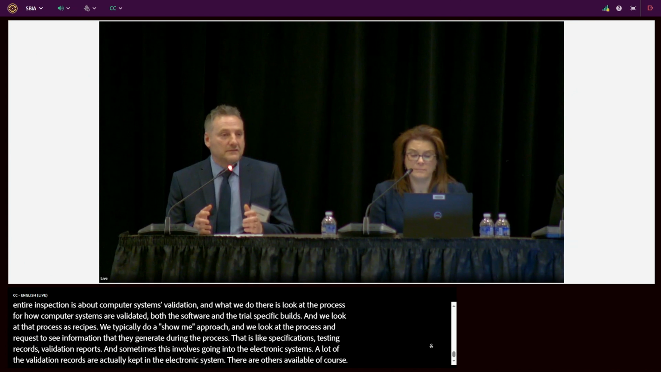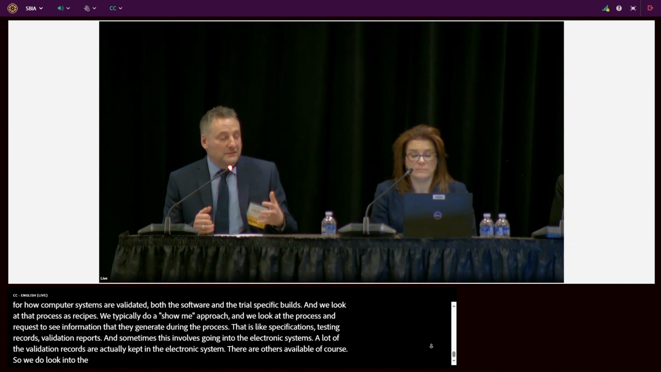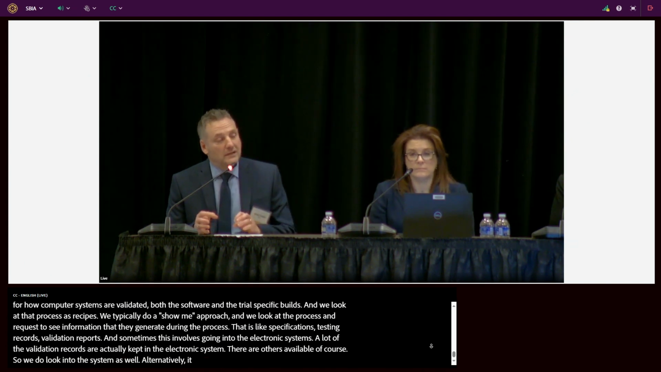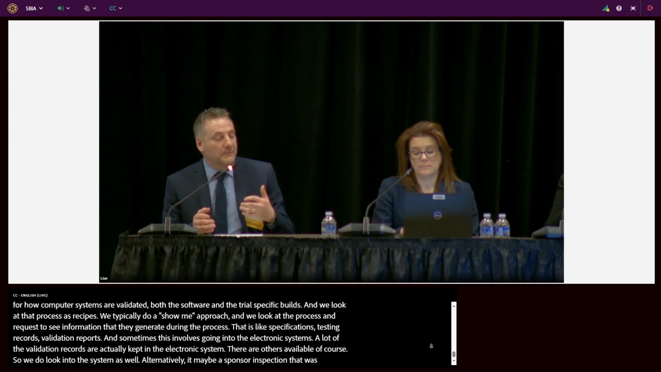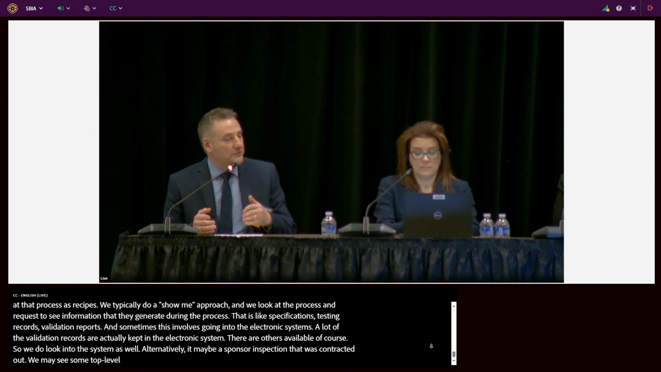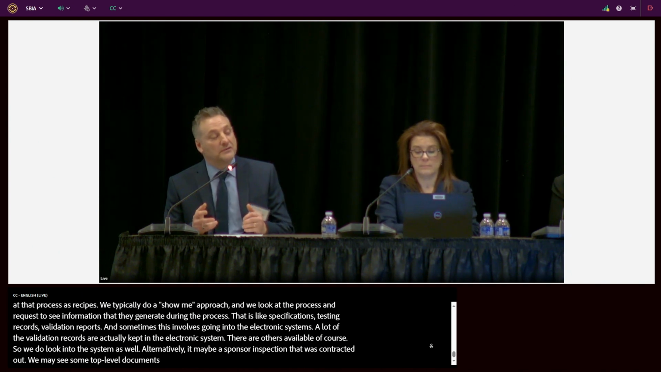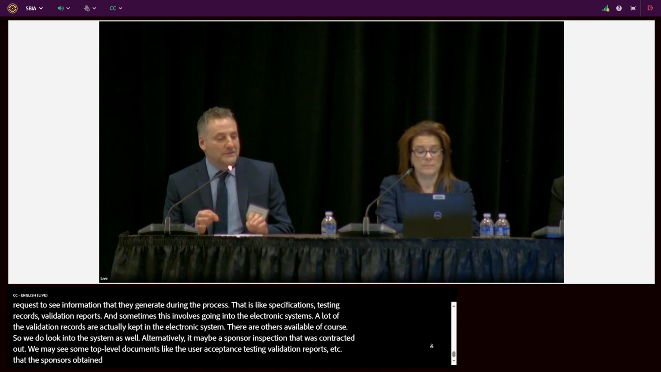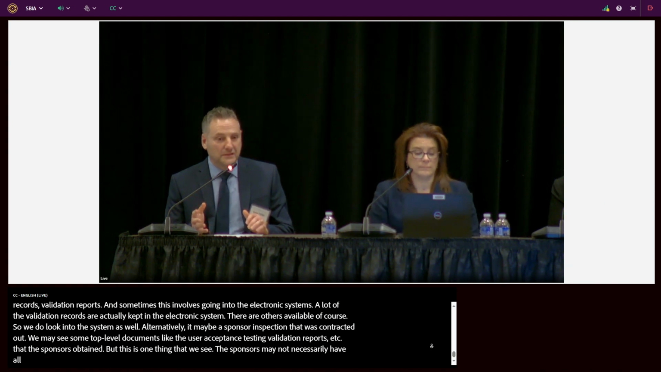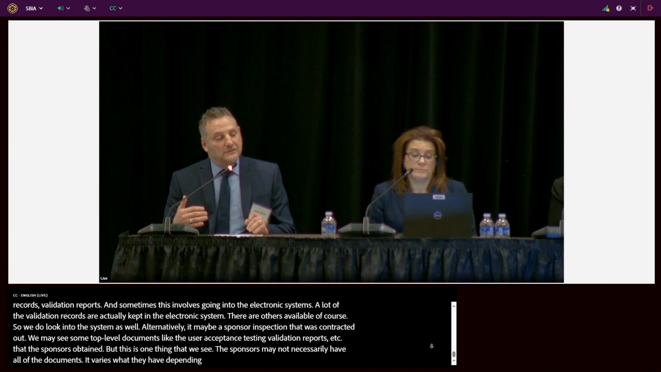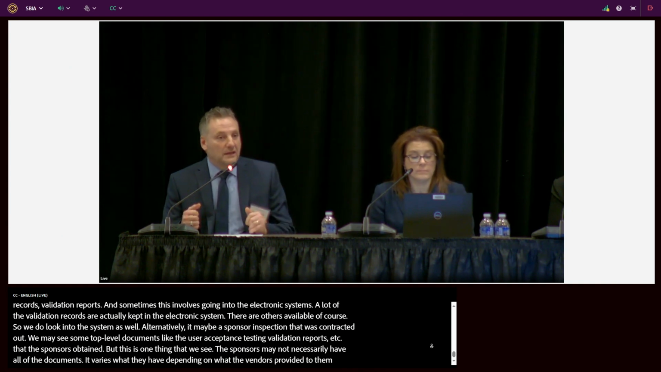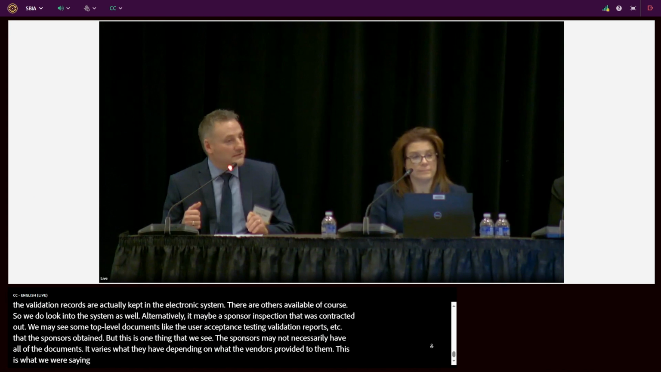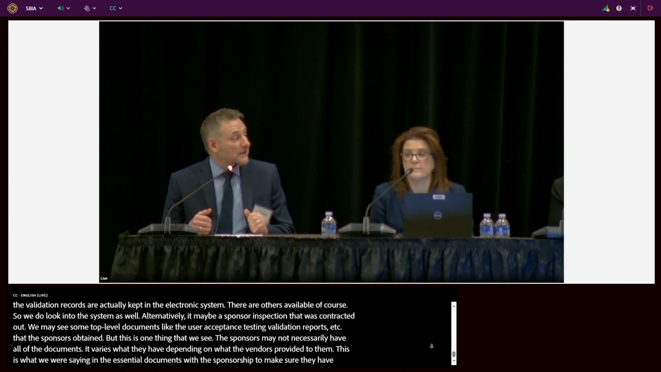Alternatively, it may be at a sponsor inspection and that work's contracted out. We may just see some top level documents. So the user acceptance testing, validation report, specifications documents, etc., that the sponsors obtained. But one thing we see is that sponsors may not necessarily have all of the documents, or it varies what they have depending on what the vendors provided to them. So this is what I was saying in the essential documents, that the sponsor should make sure they have access to those other records that the vendor has. So the short answer is that it depends.